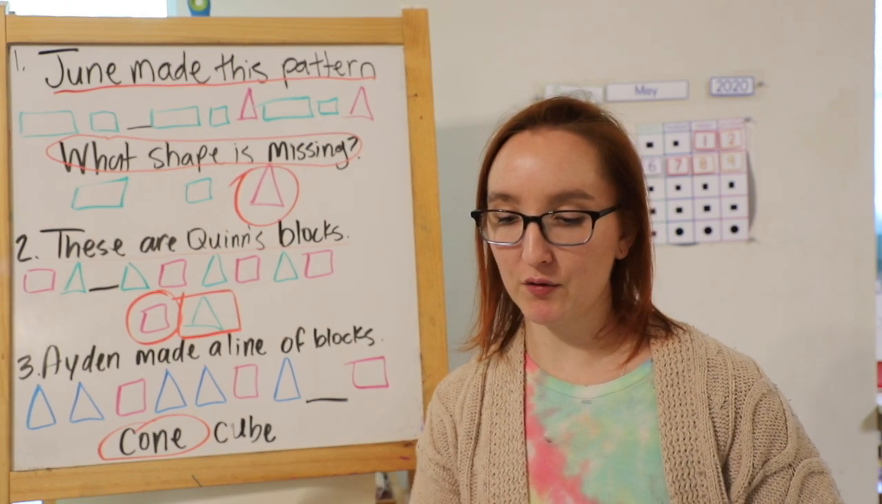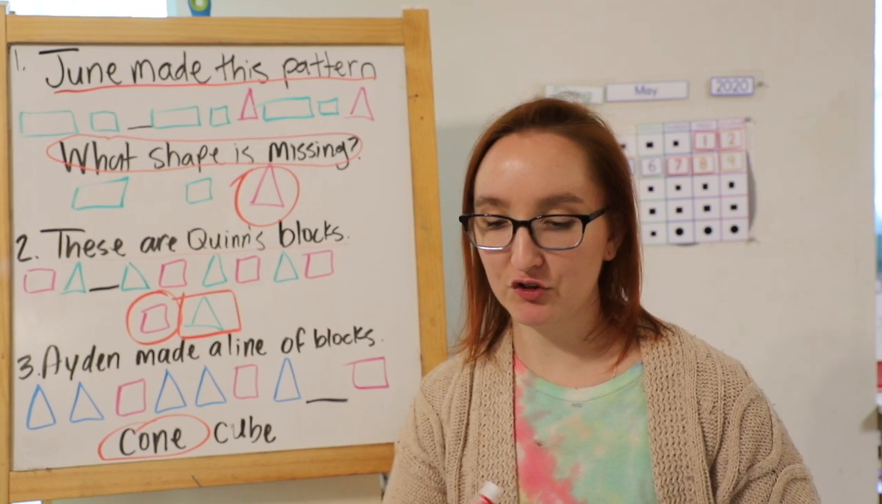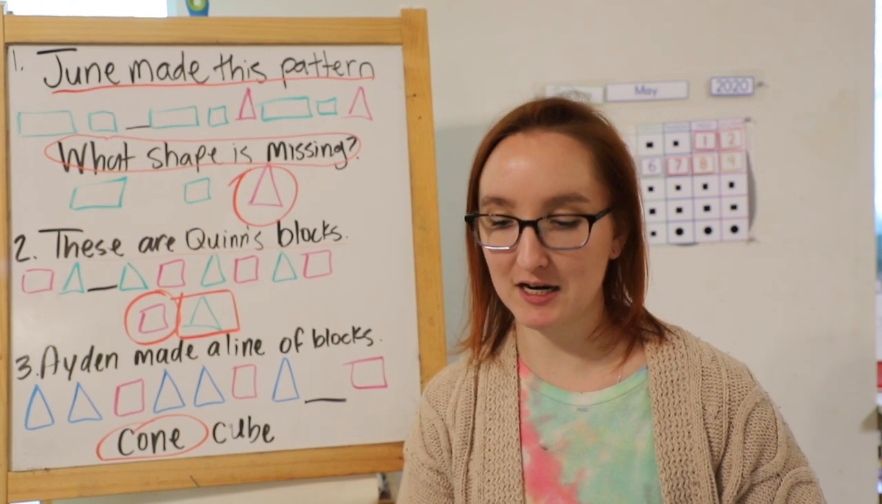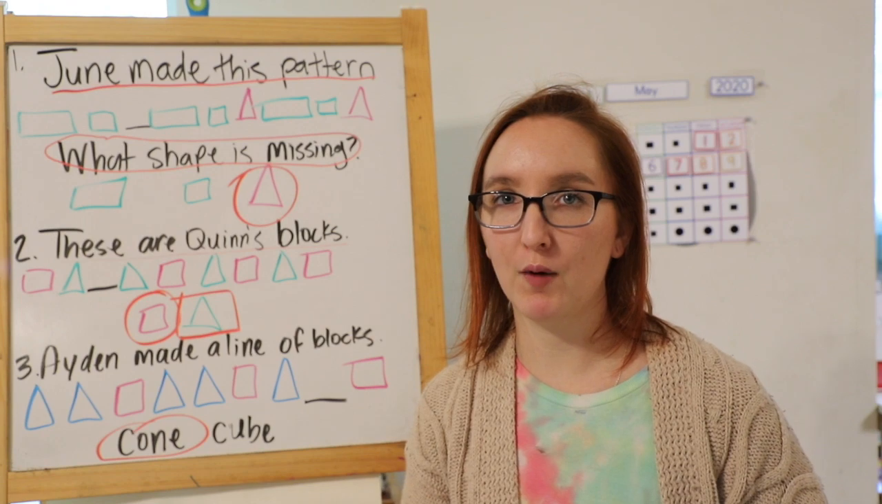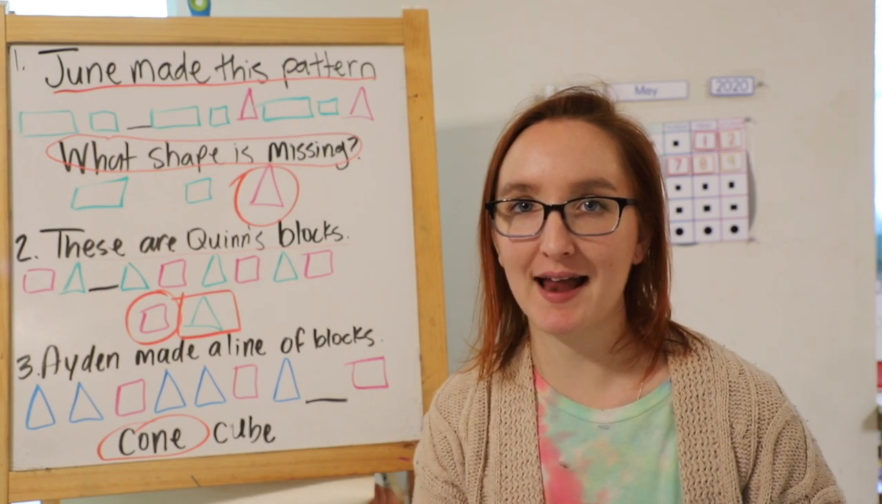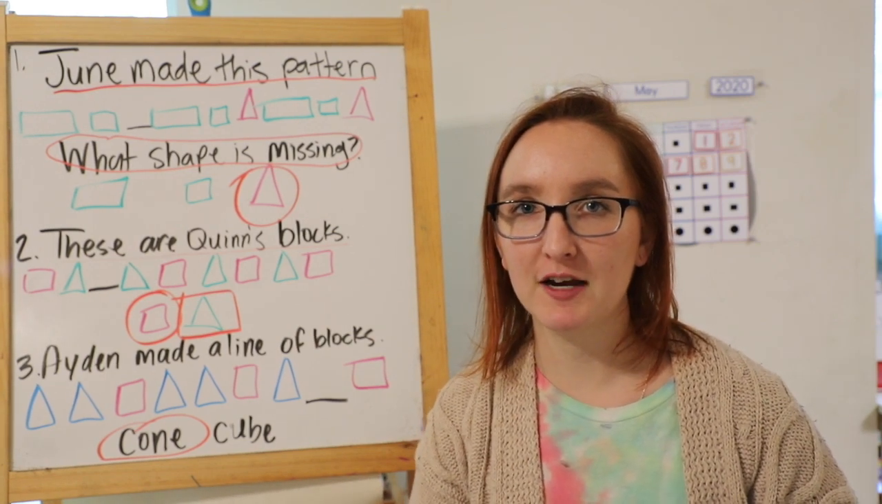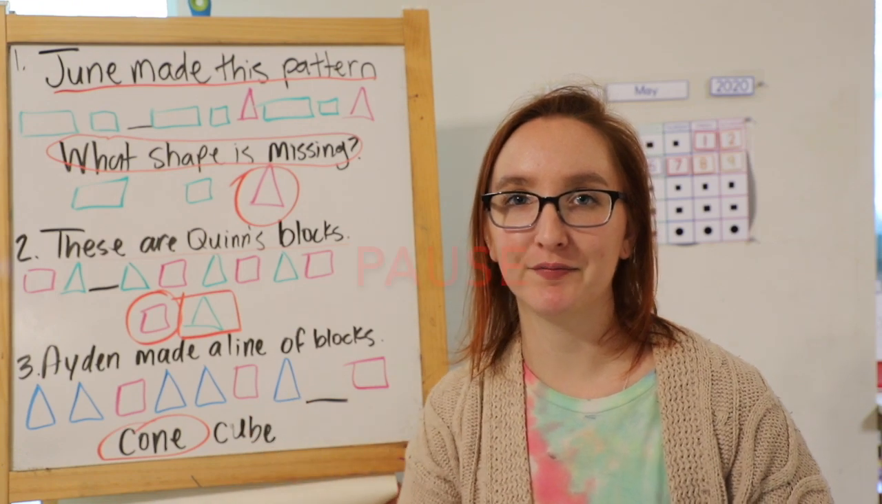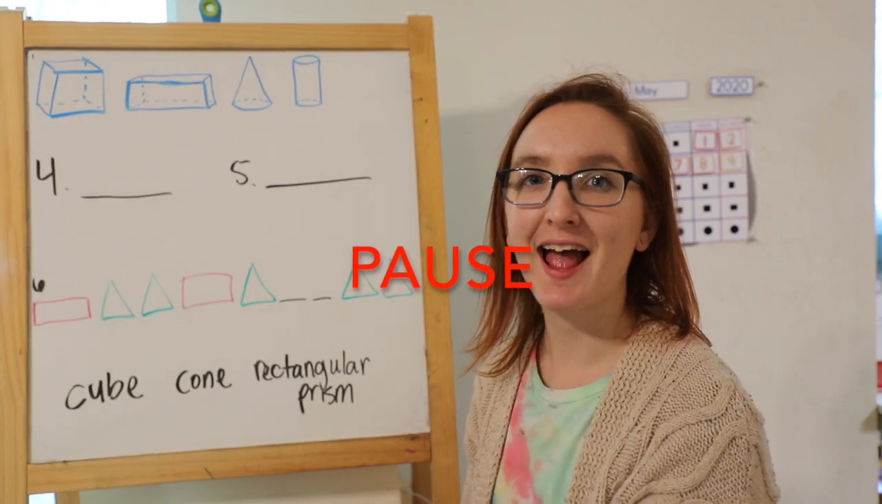So Grace made the row of shapes shown. She needs 2 more blocks to finish the pattern. So what shapes is she going to need? Go ahead and circle those. When you get that all finished, come back and we'll review it together. Ready? Pause. All right, welcome back.